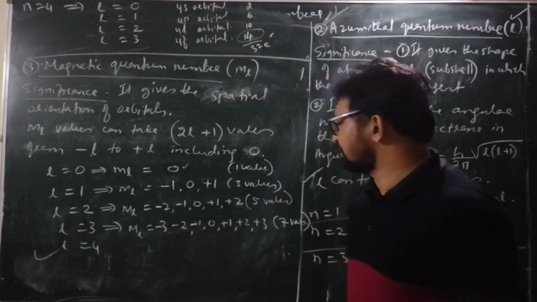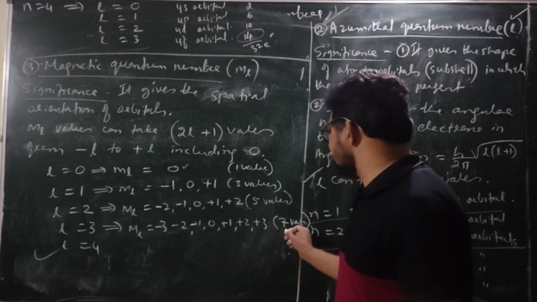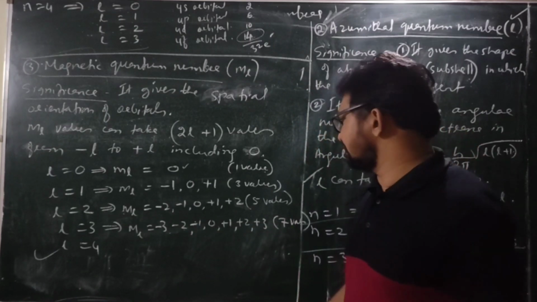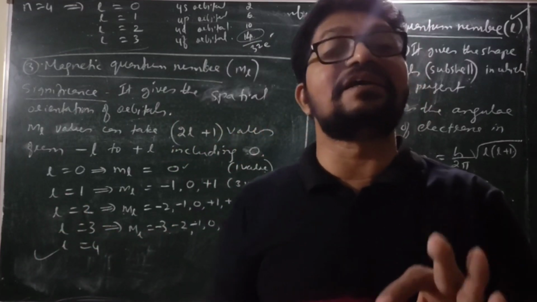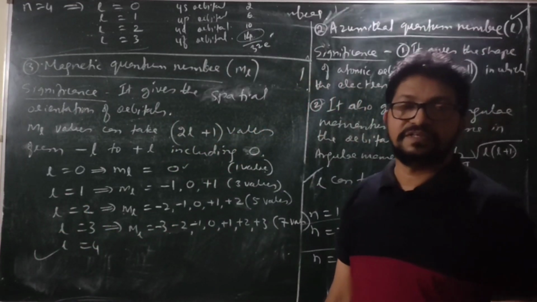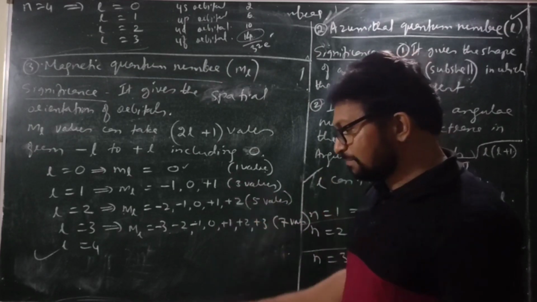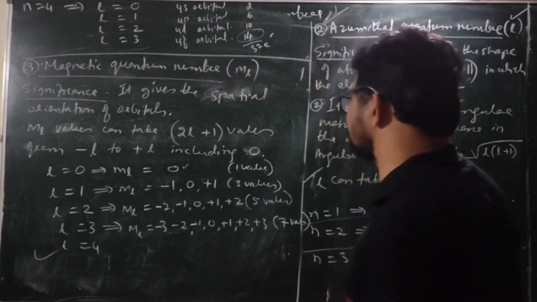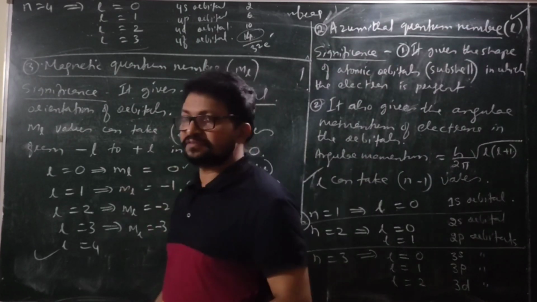Then what about l equal to 3? m equal to minus 3, minus 2. How many? 7. How many f orbitals are there? 7 f orbitals are there. l equal to 3 means which orbital? It is the f orbital. Is it correct? So that means ml values also can give you the spatial orientation.